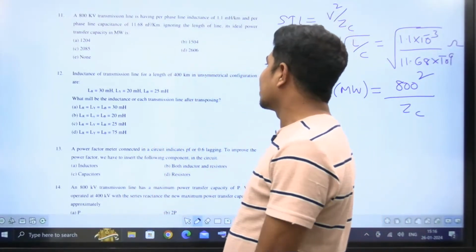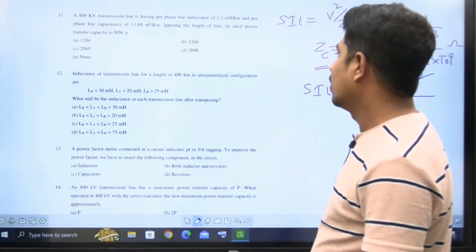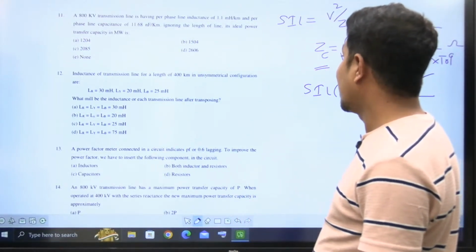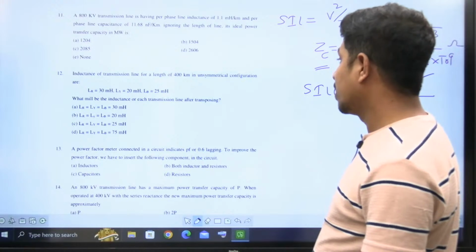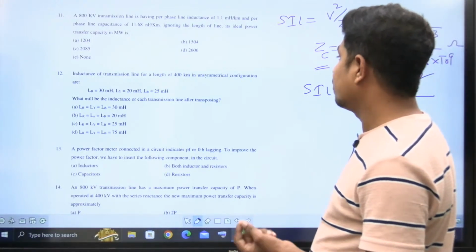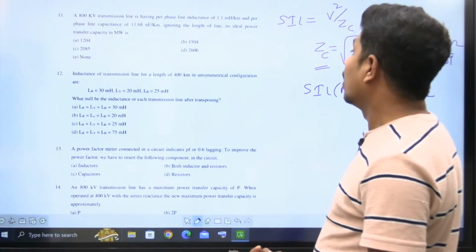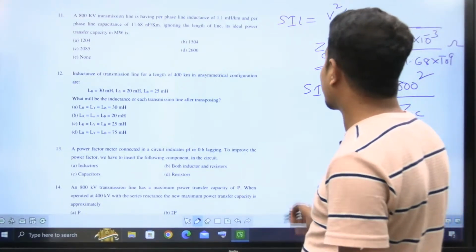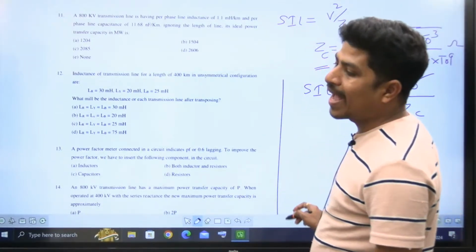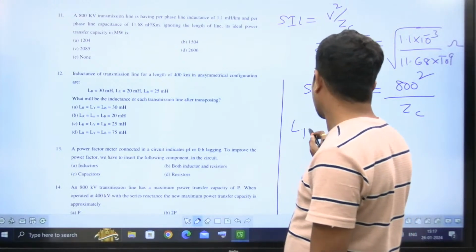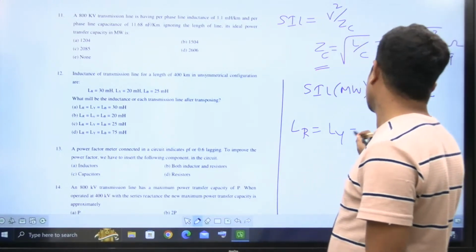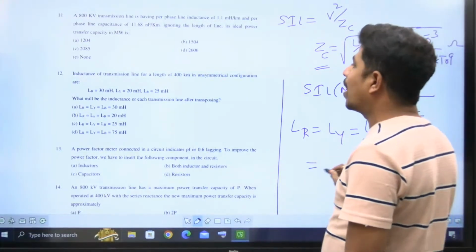The next question. The inductance of a transmission line for a length of 400 km in asymmetrical configuration: phase R is 30, phase Y is 20, phase B is 25 millihenry. What will be the inductance of each transmission line after transposing? After transposing, it is going to be the average. See, LR is equal to LY is equal to LB is equal to the average of all three.